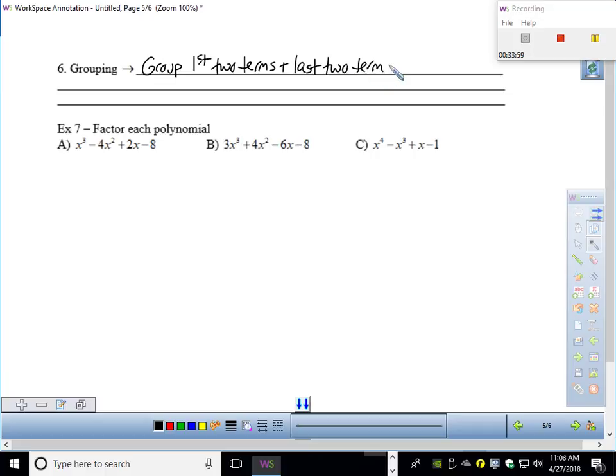And it's really just GCF. That's what this comes down to. After we do that, we're going to factor out the GCF. So again, I just said that grouping really comes down to greatest common factor. So factor out the GCF from each pair.